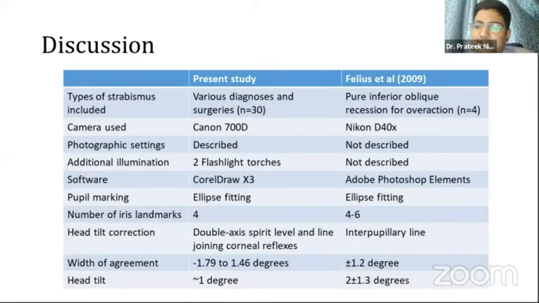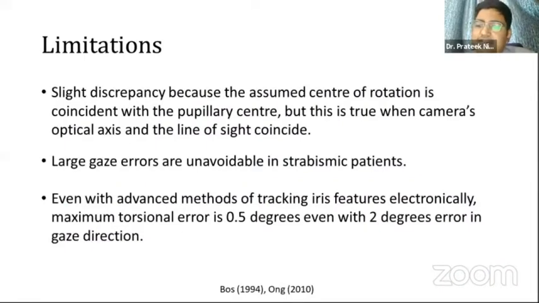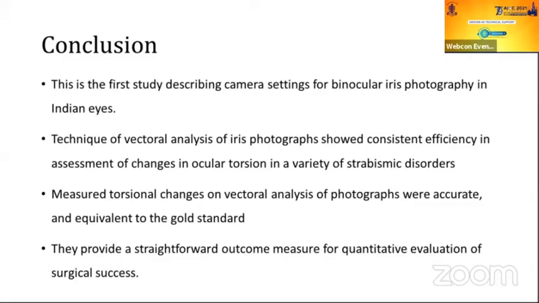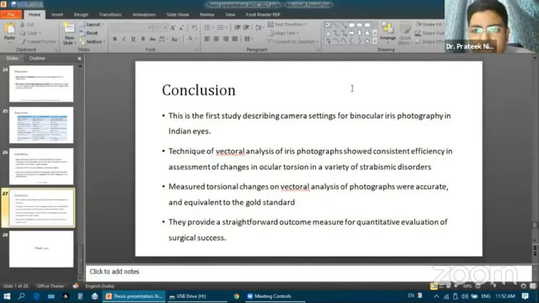The present study corroborates well with the initial report by Felius et al., in which the settings used had an accuracy of plus minus 2 degrees of the gold standard. This slight discrepancy is because the assumed center of rotation is coincident with the pupillary center, but this is true only when the camera's optical axis and the line of sight coincide. The large gaze errors are unavoidable in strabismic patients even with advanced methods of training. This is the first study of this kind in India. Thank you.